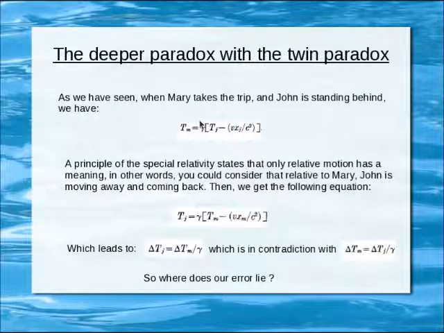So as you have seen, when Mary takes the round trip, John is standing behind and does the calculations. He calculates Tm to be equal to that. Now, a principle of special relativity states that only relative motion has a meaning. In other words, you can consider that relative to Mary, John is moving away and coming back. And then, from Mary's point of view, you can write this equation, which leads to this equation, and this is in contradiction with the previous equation that we got on the previous slide. So somewhere we have an error, and where is the error?